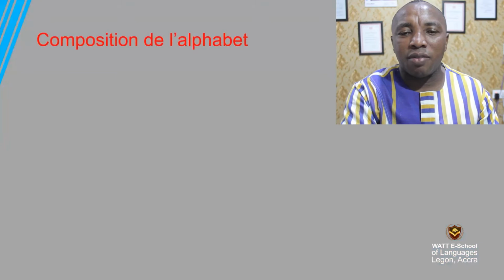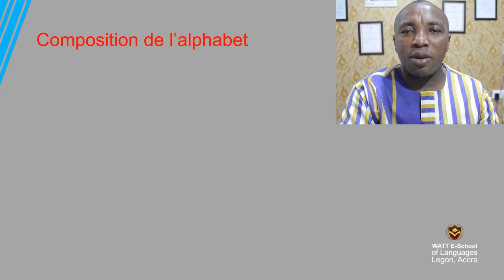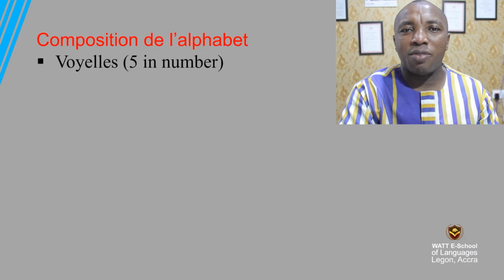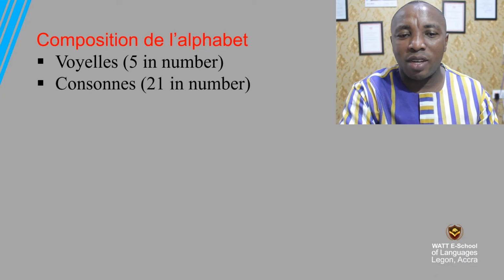Let's quickly have a look at the English alphabet. The alphabet is made up of, or consists of, vowels and consonants. So you have 5 vowels and 21 consonants.